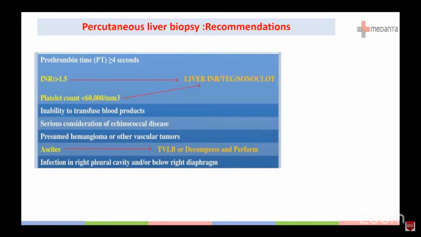Another important thing to consider is ascites, because in neonatal cholestasis cases, especially the metabolic cases and the children with biliary atresia who present at a later age, they get decompensated and many a time we get cases of ascites. So if the patient is having ascites, we need to drain it through a catheter prior to performing a liver biopsy. Or if the child is too sick and drainage is not possible, then we can go through the transjugular liver biopsy.